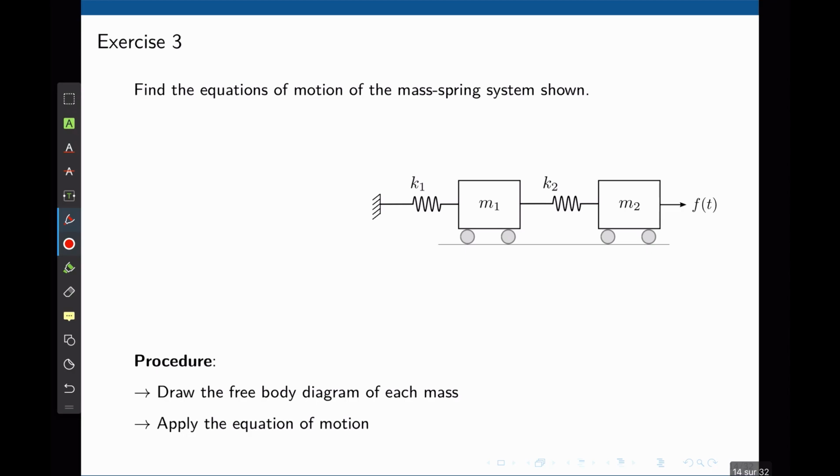There are a few exercises in this lecture to help you practice how to find the differential equations for mass spring damper systems and for the electric systems. They will be posted in a different video.